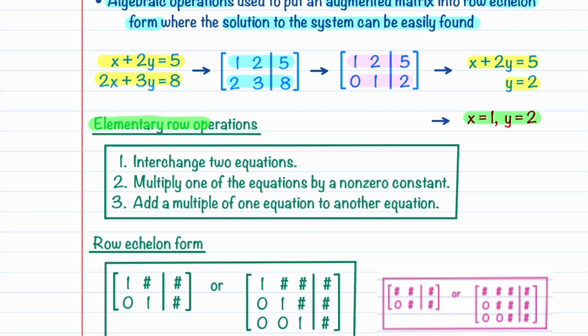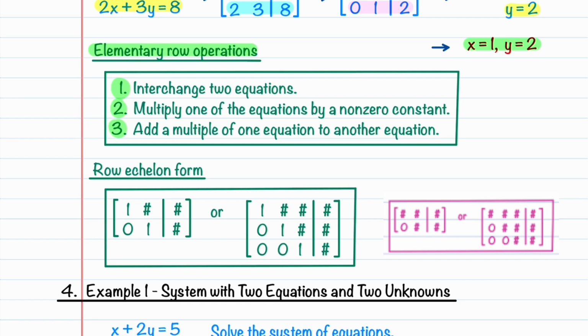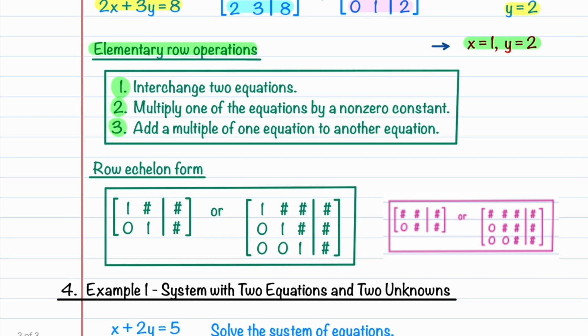Elementary row operations are the operations that we're going to use on the augmented matrix to put it into row echelon form. There are three operations we can use. The first one is we can interchange two equations. The second one is we can multiply one of the equations by a non-zero constant. And then the third one, which is the one that you use most of the time, is you're going to add a multiple of one equation to another equation. These three elementary row operations are what we use to put our matrix in row echelon form.